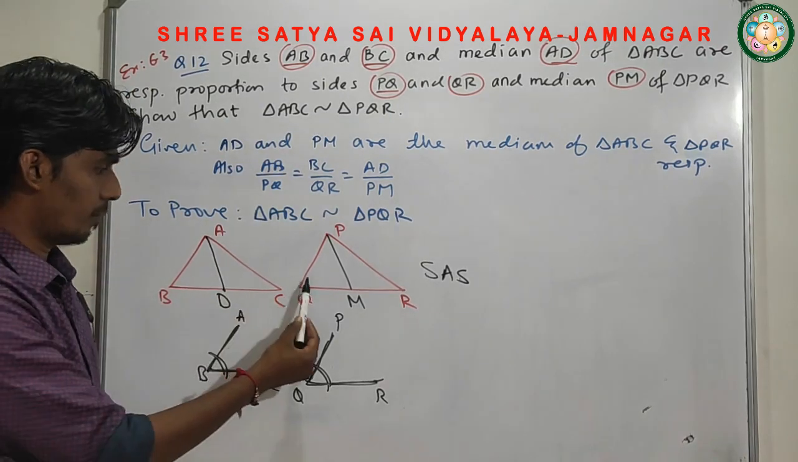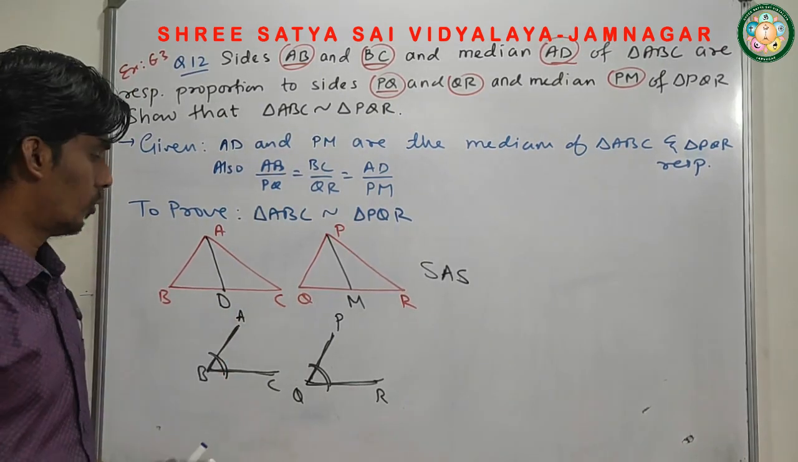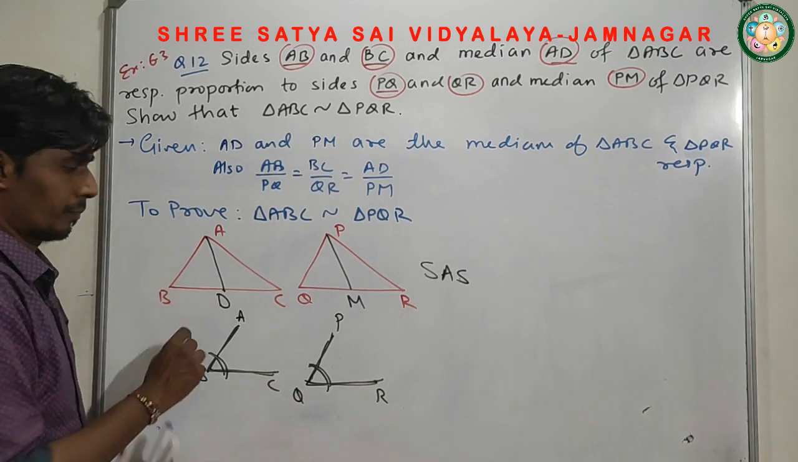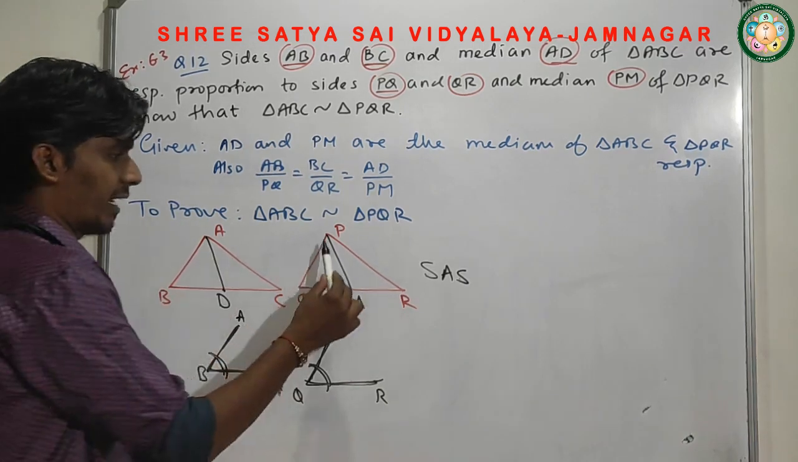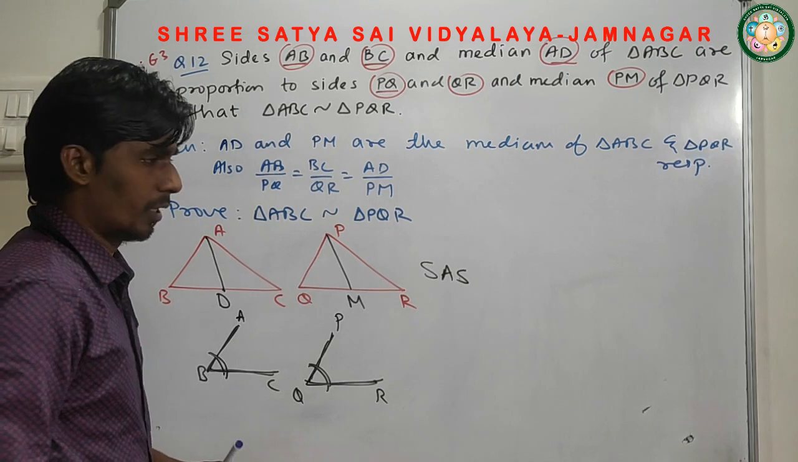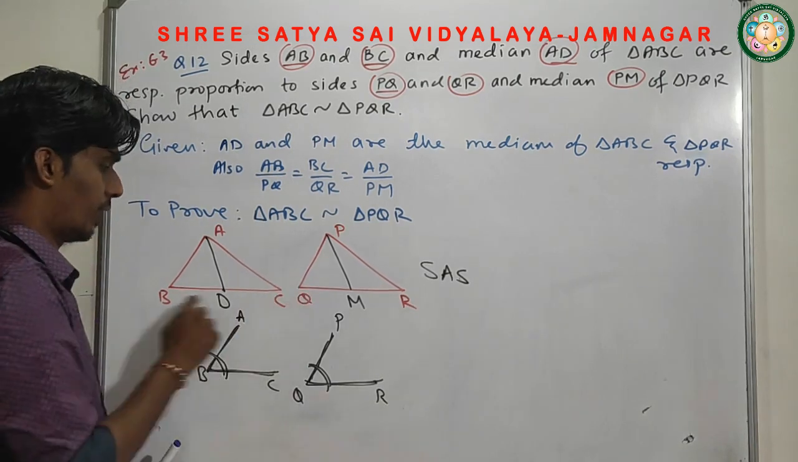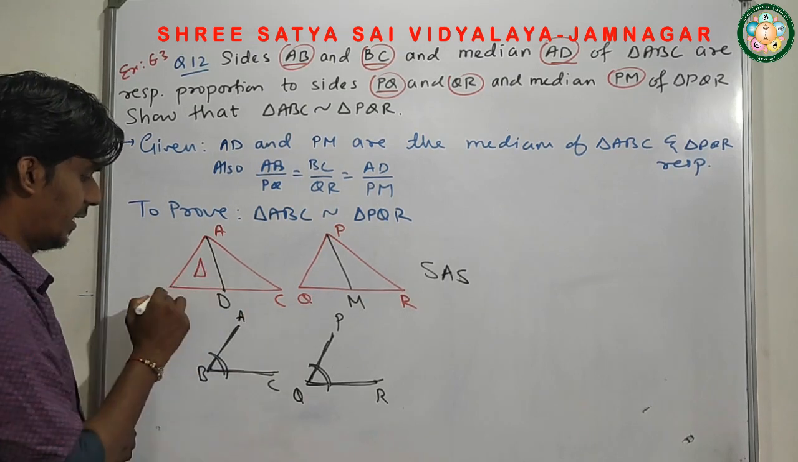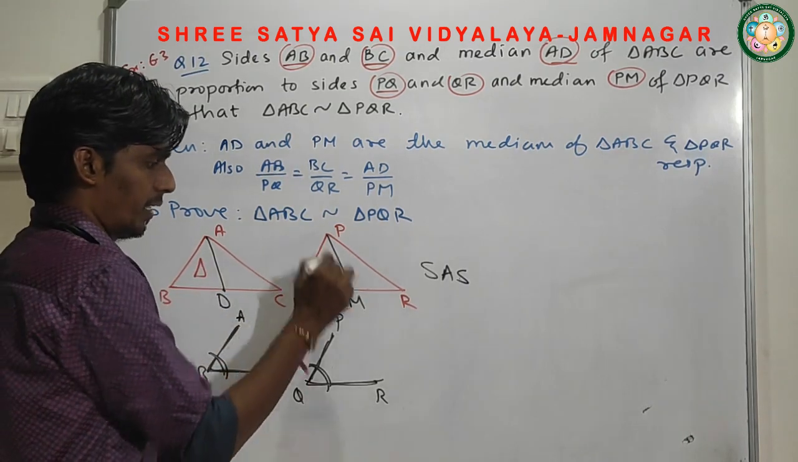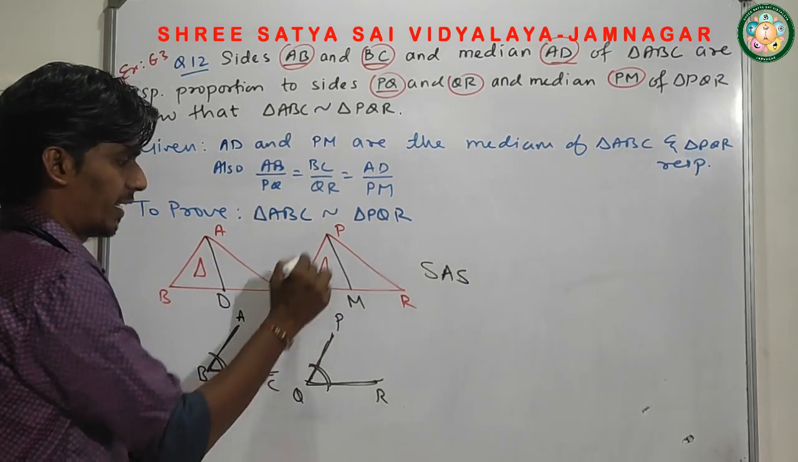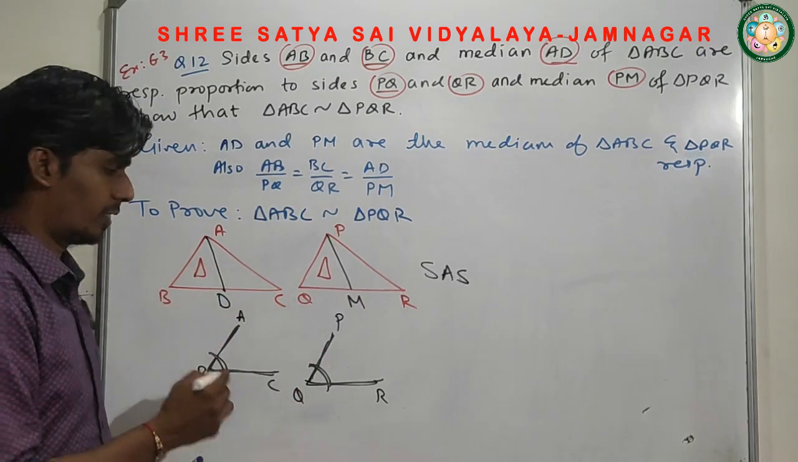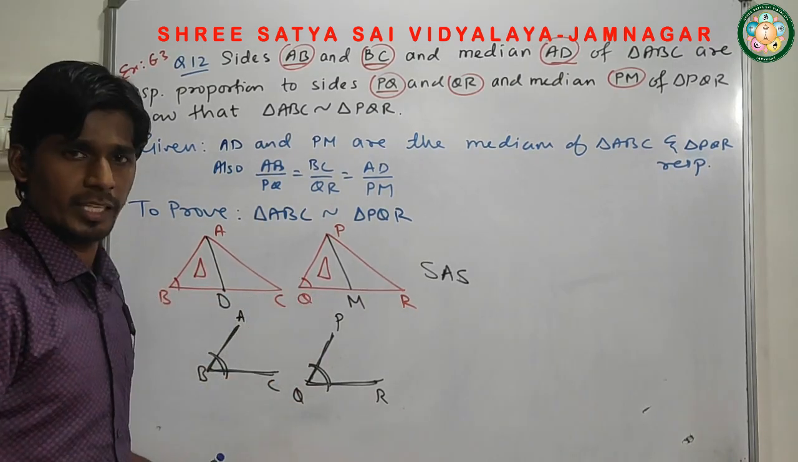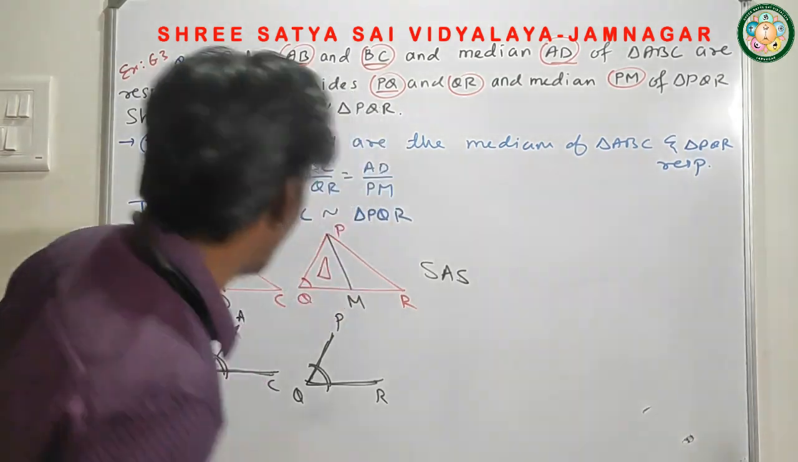Now to prove B and Q equal, what am I going to do? I am going to prove triangle ADB and triangle PMQ similar. So let's prove these triangles similar. This smaller triangle ADB and PMQ. If this smaller triangle and that smaller triangle are similar, then the corresponding angles are equal. So let me show you how we are going to prove it.